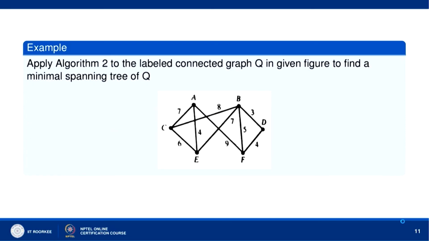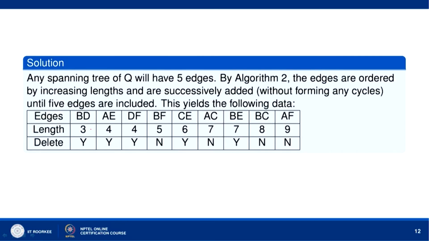So, let us see, we are going to apply this algorithm 2 to the labeled connected graph Q in this figure. We discussed this graph earlier, and we applied algorithm 1 to this graph to obtain the minimal spanning tree. Now, let us apply algorithm 2 to this graph and find the minimal spanning tree. Okay. So, this time we arrange the edges in order of their increasing lengths. So, BD, AE, DF, BF, CE, AC, BE, AF are arranged in order of their increasing lengths 3, 4, 4, 5, 6, 7, 7, 8, 9.